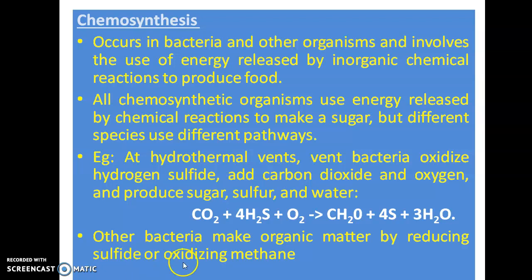For example, in the case of hydrothermal vents, the vent bacteria oxidize hydrogen sulfide by using carbon dioxide and oxygen and thereby synthesize the organic material, releasing sulfur as well as water. Other bacteria make organic matter by reducing sulfide or oxidizing methane. So this is the second stage of ecosystem dynamics. The first stage is fixing of solar energy by green plants, and the second step is the production of organic material by photosynthesis as well as chemosynthesis.